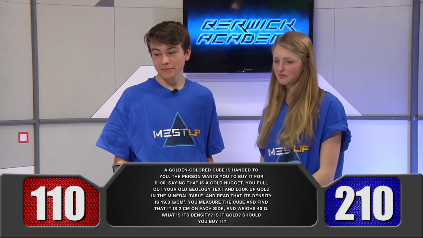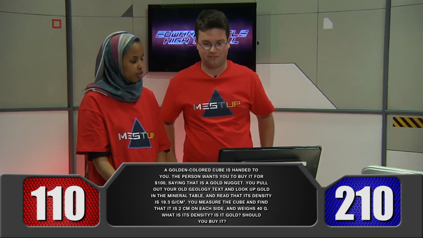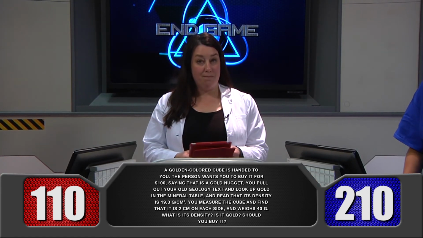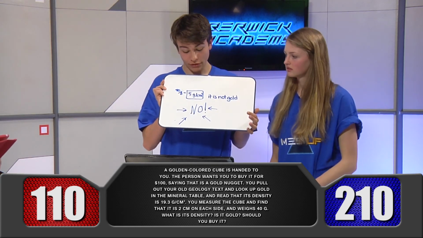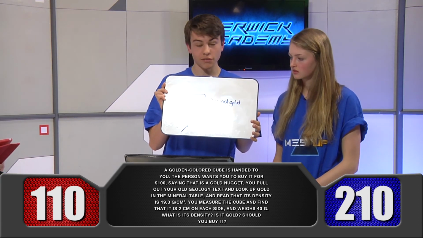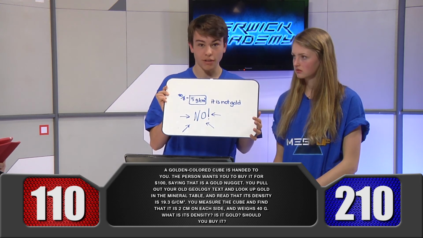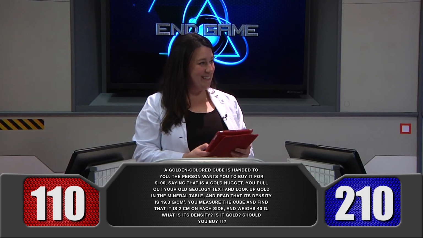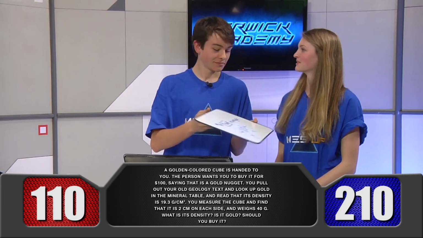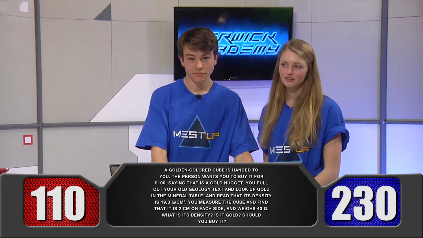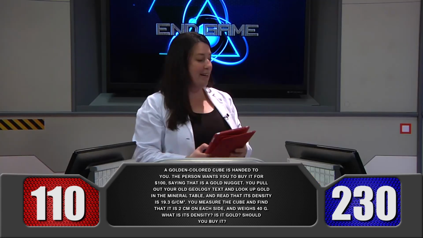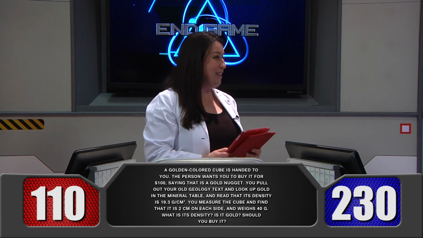You guys all set? All right, let's do this. So let's start with the blue team. It has a density of 5 grams per cubic centimeter. It is not gold, and you should not buy it. You are correct. Good job. So blue team, you wagered 20 points. That leaves you with 230 points. I have no doubt that we'll be seeing you in the quarterfinals.